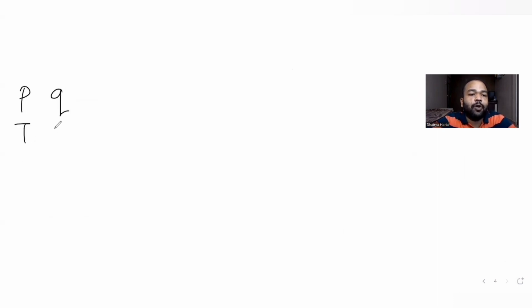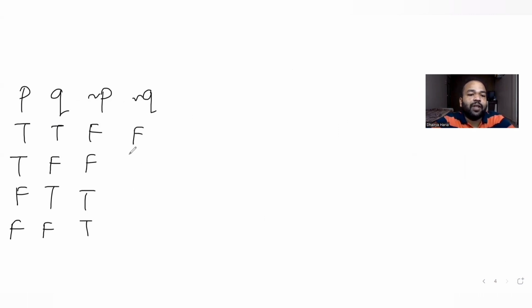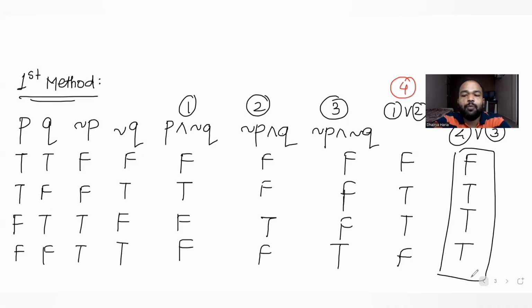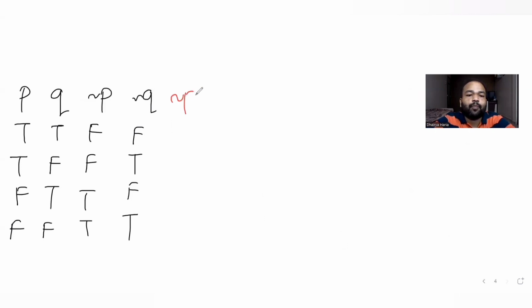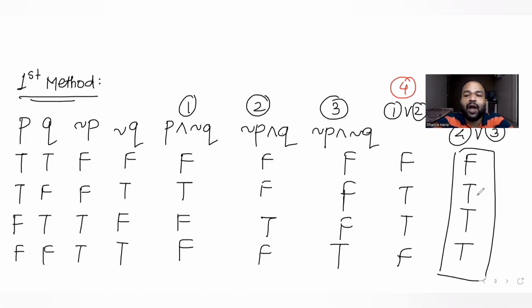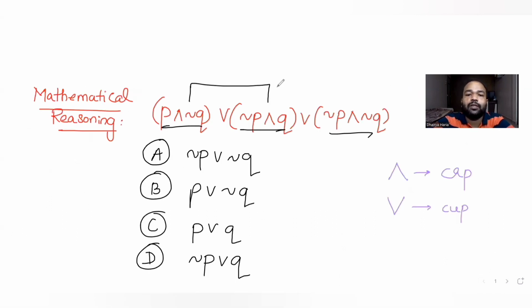Again, for the options, if I form a truth table: TT, TF, FT, and FF. Negation P and negation Q: FF, TT, FT, FT. The first option given to me was negation P cup negation Q. If I apply cup between the two of them, we know if both of them are F, we put F, otherwise T. So if I apply cup between this, we get F, T, T, T, that actually matches with the previous outcomes which we had. So I think A should be the answer, but let's check all the others as well.